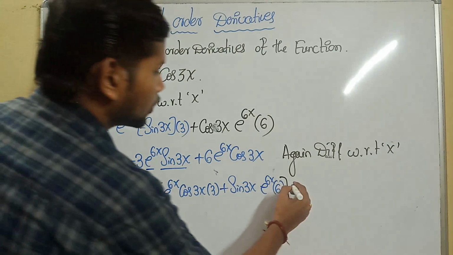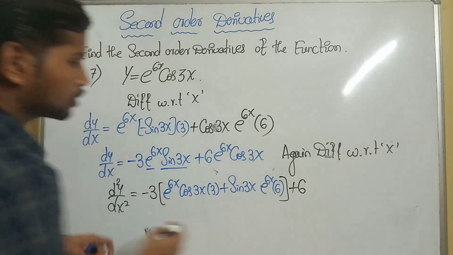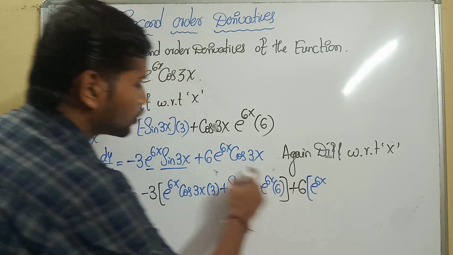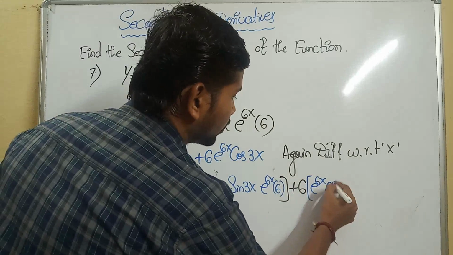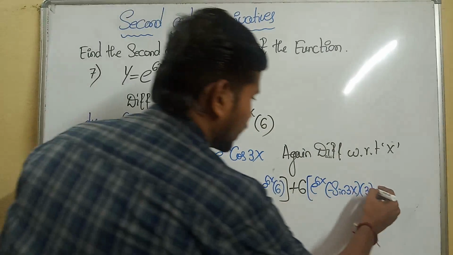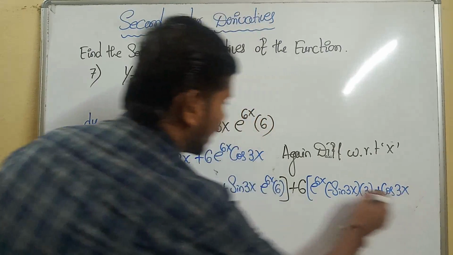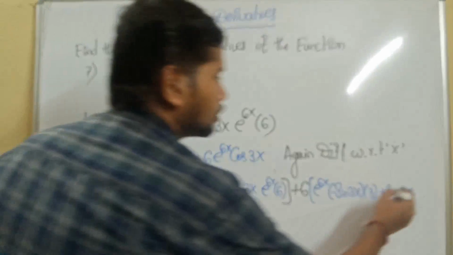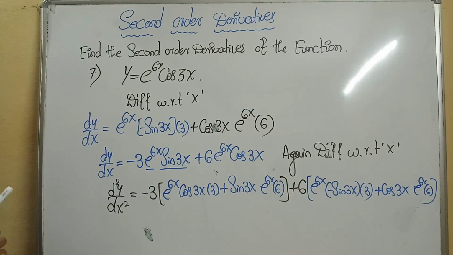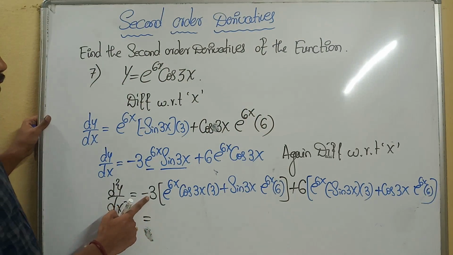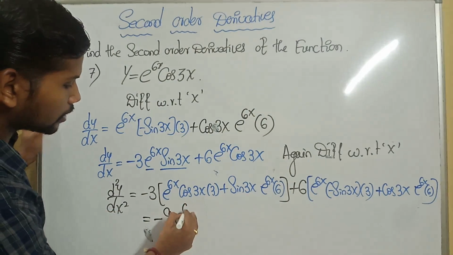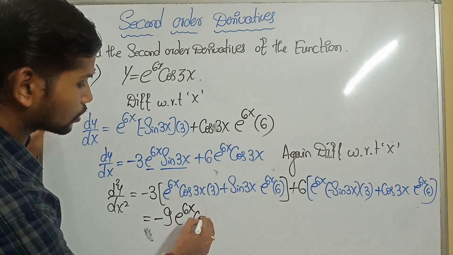Next plus this 6 constant outside as it is. In the bracket I'd like to write e to the power 6x, first term as it is, cos of 3x derivative will be minus sine of 3x, derivative will be 3. After that cos of 3x as it is, e raised to 6x derivative will be e raised to 6x into 6. Got the point clearly? Still one more step I'd like to write to make the simplification. Minus 3 into 3, it will be minus 9 e raised to 6x cos of 3x.